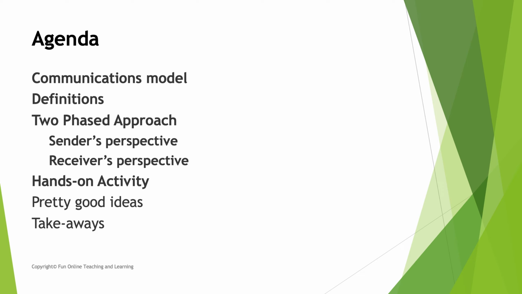In today's session, we're going to talk about the communication model just a little bit, and then I'll reiterate my two-phase approach. This is my approach. Make sure you find out your approach, and we're going to check some emails and see how we can do it better. I'll give you pretty good ideas and some takeaways. We will do another part 3 about the sender's perspective, so make sure after today's video to watch part 3, which is the last part about senders.